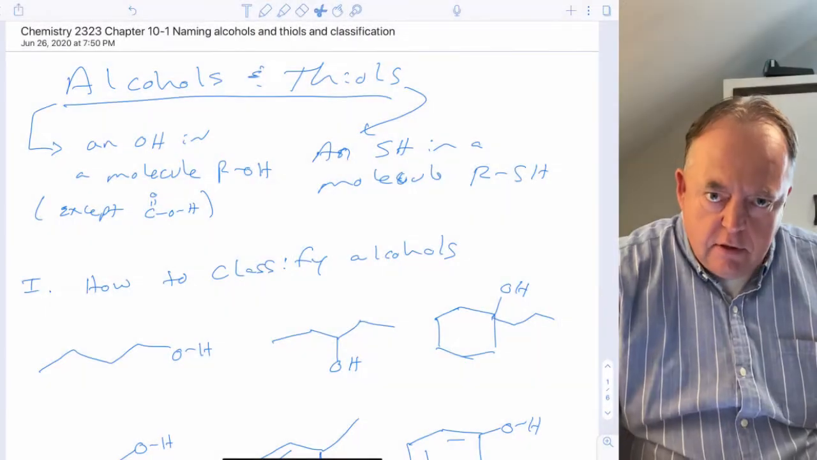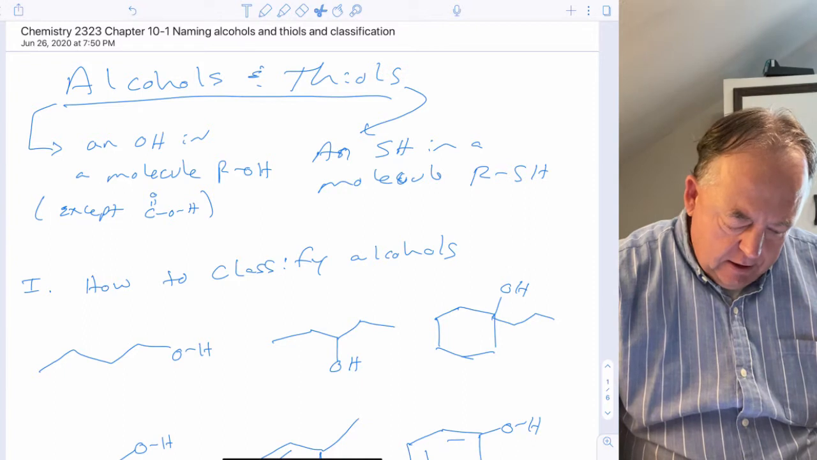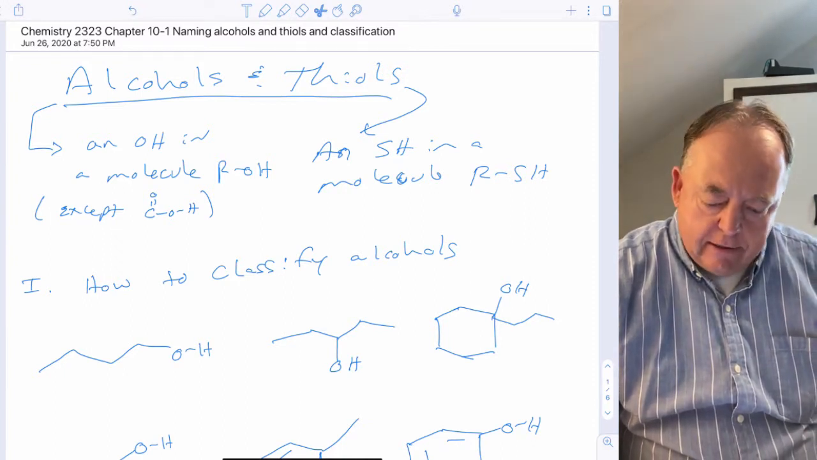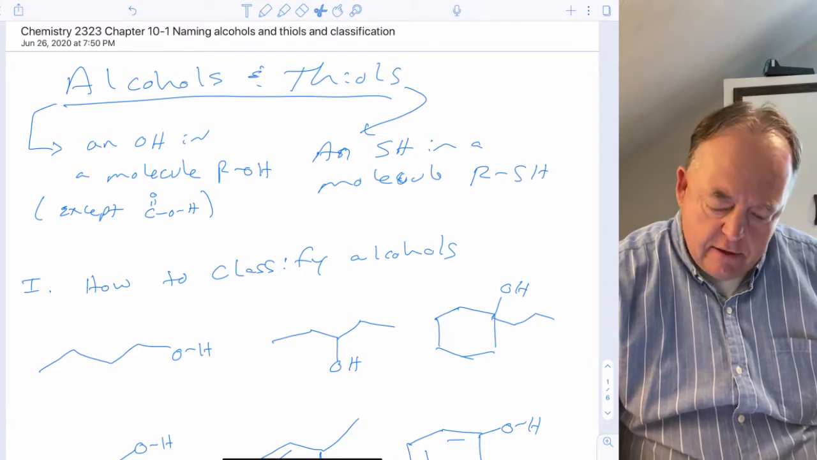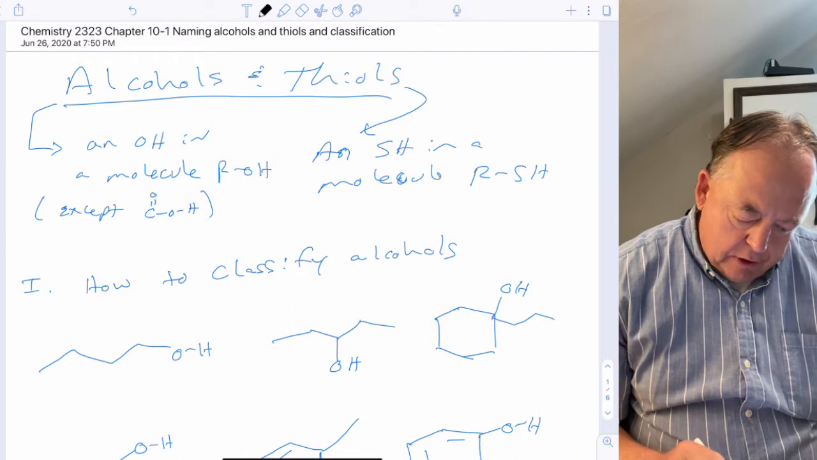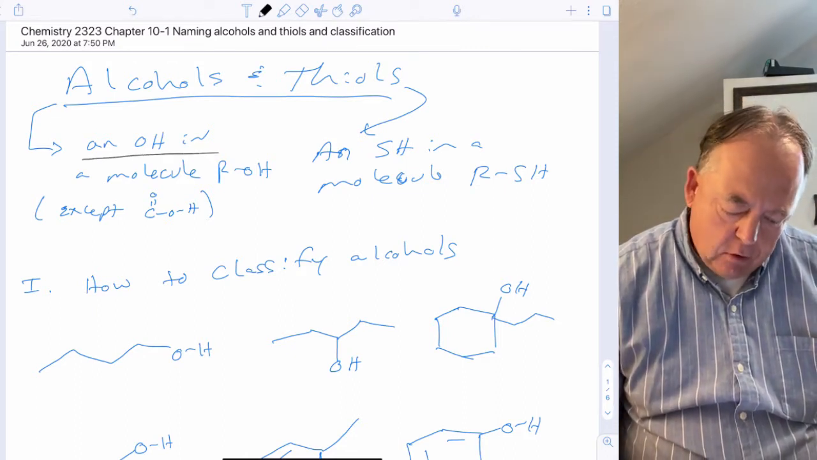So this will be the first lecture over alcohols and thiols, chapter 10. In this lecture, we'll look at how to name alcohols and thiols and remind you how to classify them. So if you remember, what is an alcohol? Any molecule that's got an OH group attached to an alkyl group would be an alcohol.